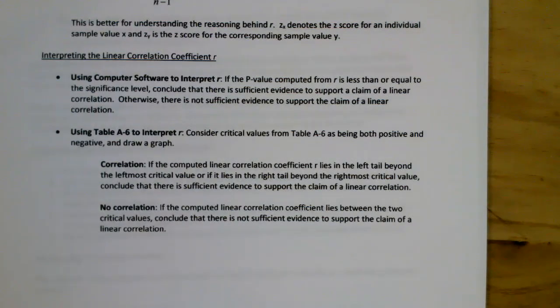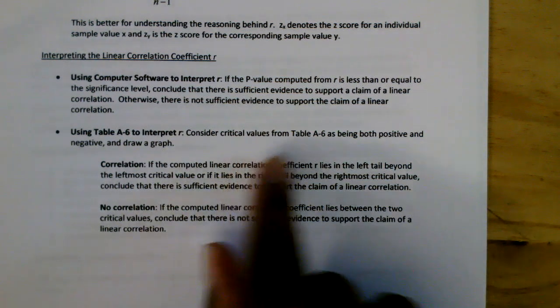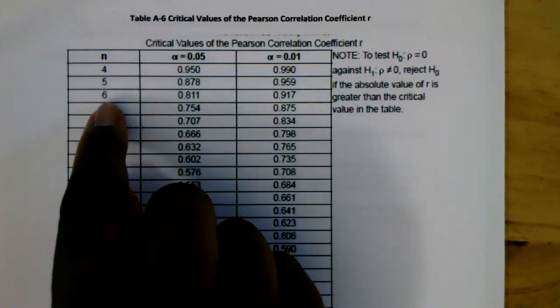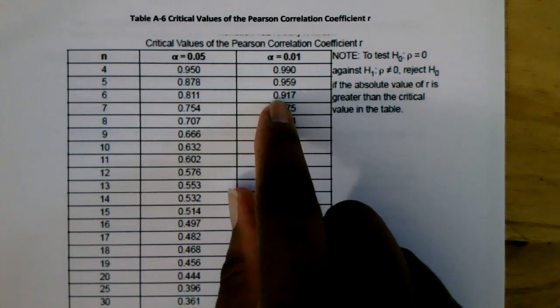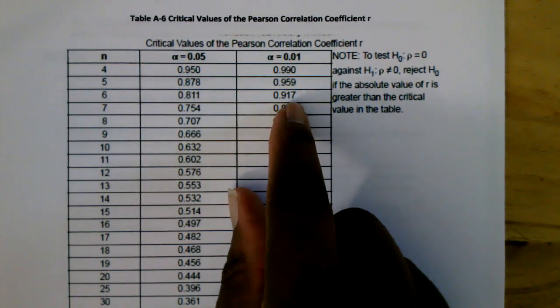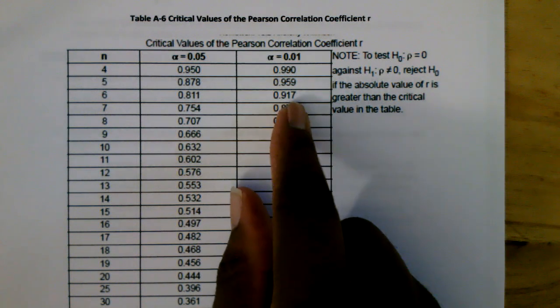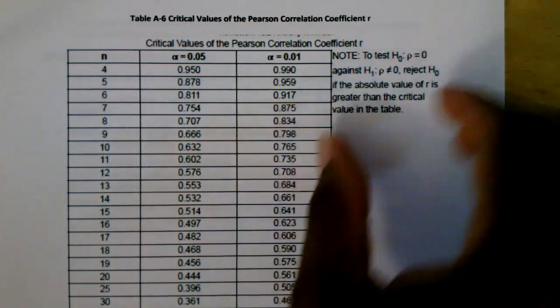So in this case, sometimes you just have to draw a graph. Now, keep in mind the critical values are going to be both positive and negative. So let's say if I had 6 paired data and my alpha level was 0.01, then my critical value here would be plus or minus 0.917. That means I'll have negative 0.917 and positive 0.917.